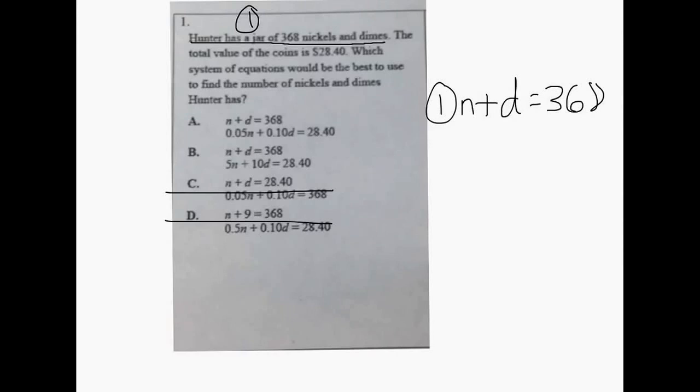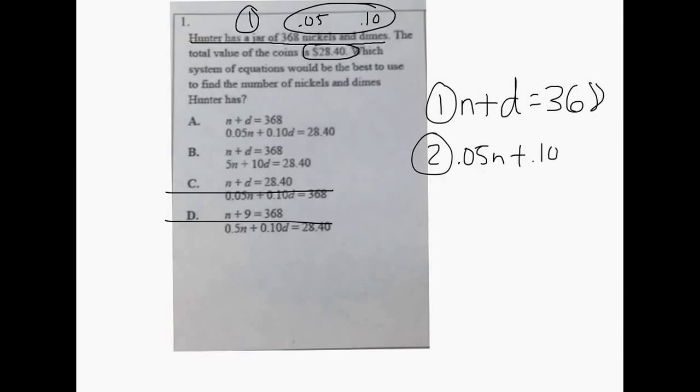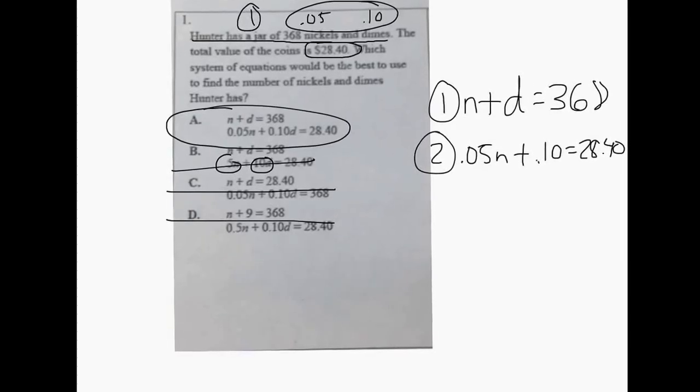The total value of his coins is $28.40. So that's money. And we told you guys to put money, money, money together. So what you have to do is realize that nickels are 0.05 and dimes are 0.10. So when we put money, money, money together, our second equation is 0.05 for a nickel plus 0.10 for a dime equals $28.40. And B says that it's 5 and 10, and that's not true. It's 5 cents and 10 cents. So A is the correct answer.